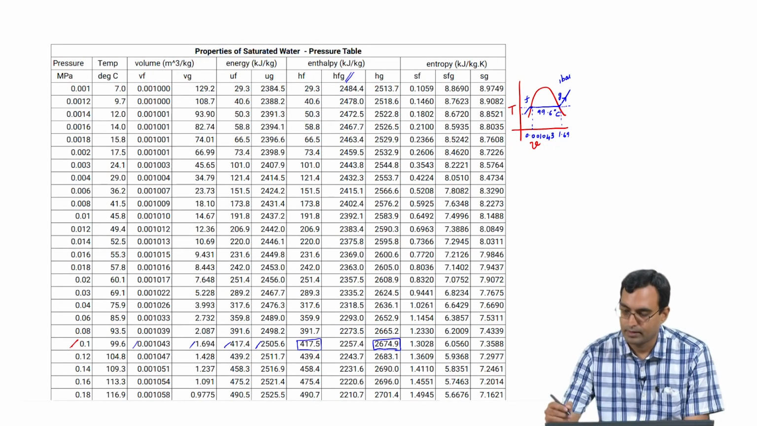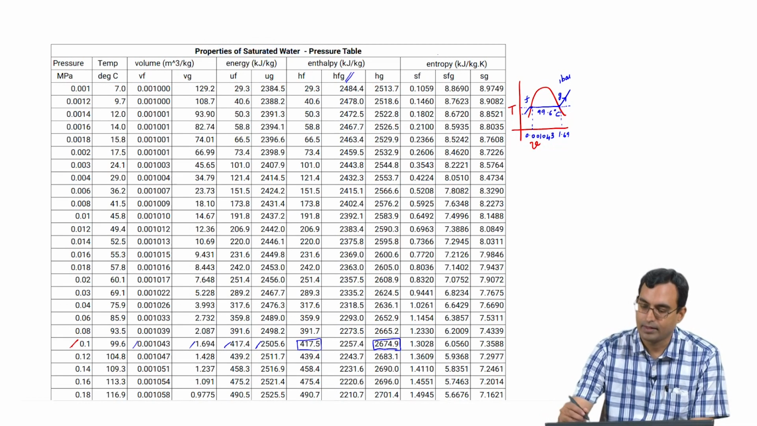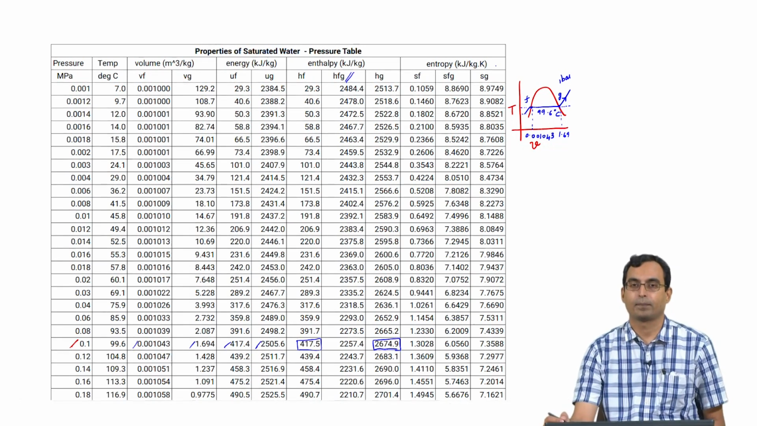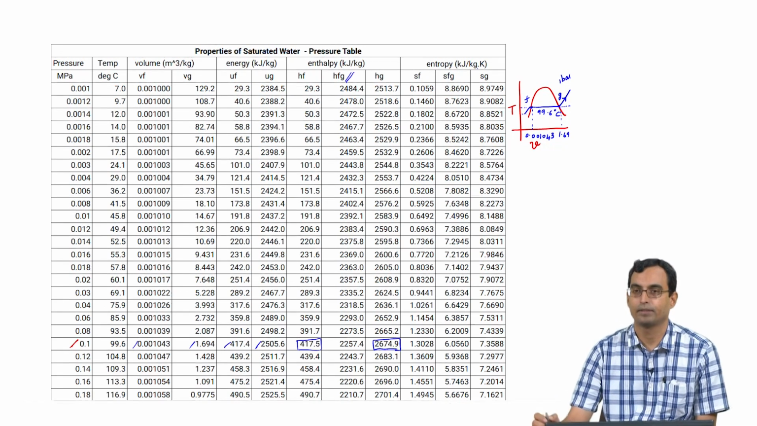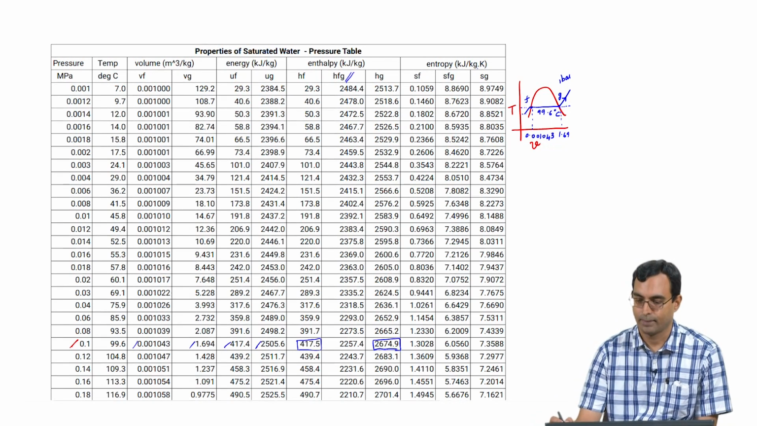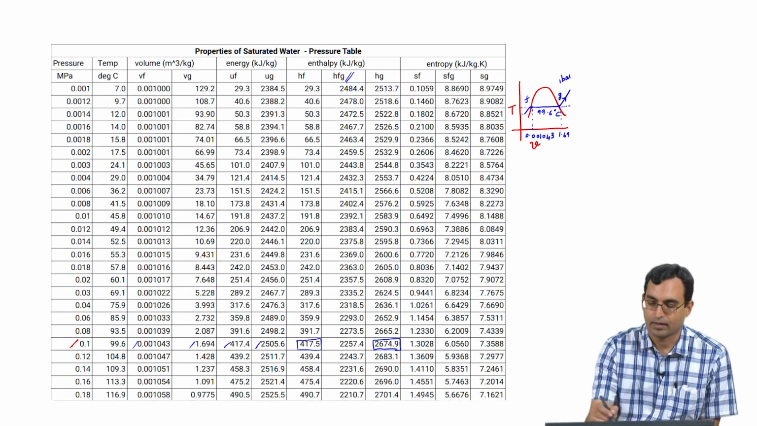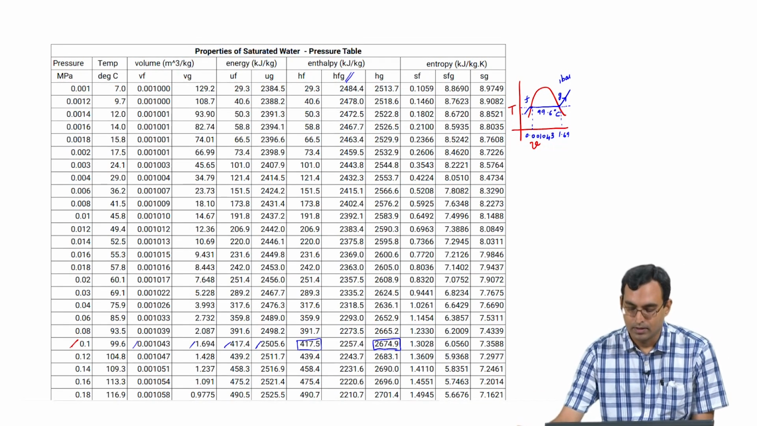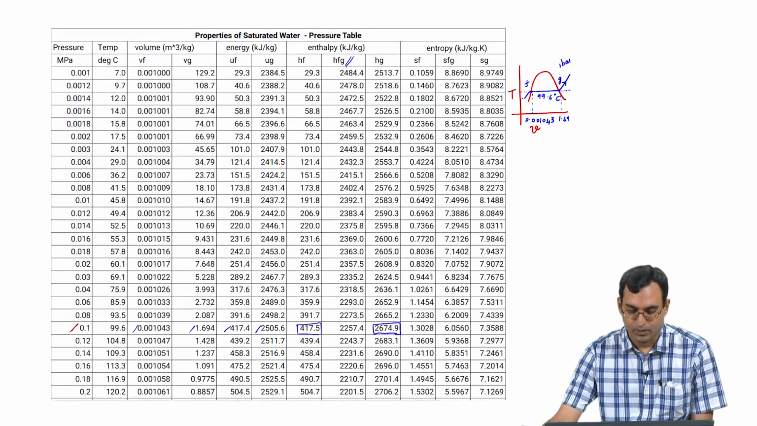So, that is essentially what we need, and we see the last 3 columns represent entropy. Since we haven't looked at what entropy is, we will come back to these last 3 columns a little later on in the course. So, for the time being, we are going to confine ourselves to this portion of this graph.